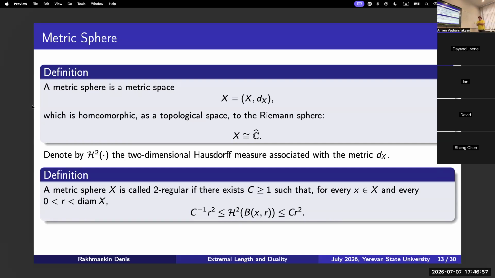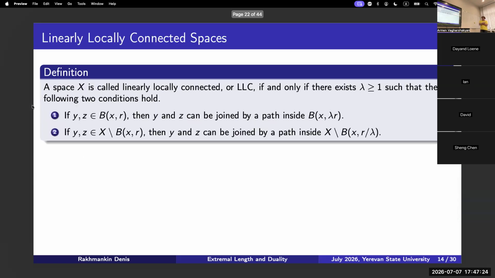Let's firstly consider good spheres. Good spheres in my definition will have two properties. The first one: I will call the sphere two-regular if there exists some constant such that all balls have Hausdorff measure comparable with their radius squared, so it's almost the same as a sphere in a quantitative way. Secondly, we want to avoid some bad situations: we want to avoid bottlenecks, and we want to avoid high shifts.